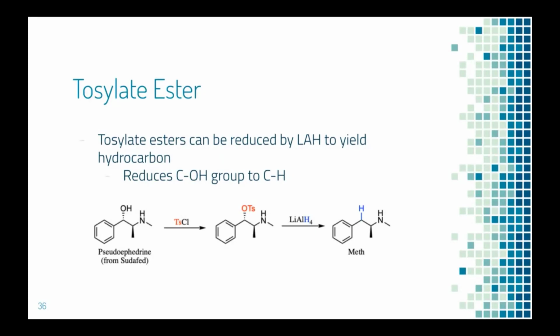So as you can see, there is an alcohol in the reactant, and then it is reacted with the tosyl chloride, and then it forms that OTs intermediate compound, which is then reacted with lithium aluminum hydride, and then it is replaced with a hydrogen. So that is a great reaction to keep in mind when doing synthesis reactions and whatnot.